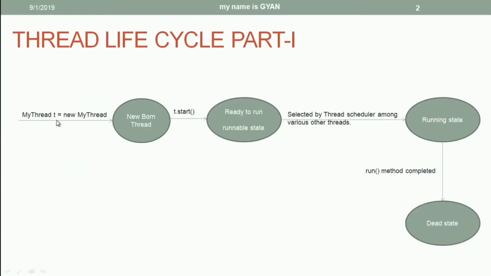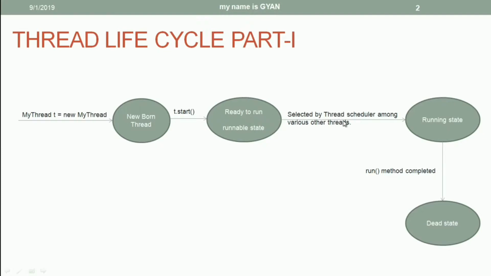When we create a new object of class myThread, a new thread gets born. Then we call the start method on the newly born thread. When we call the start method on the newly born thread, the thread becomes ready to run. That means the thread is in the runnable state. It is ready to run but still not running.